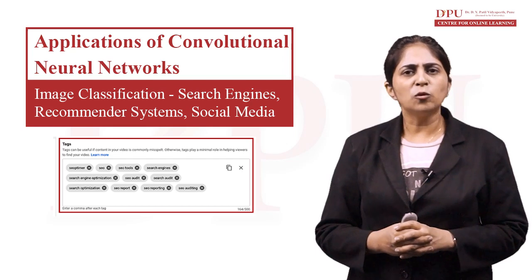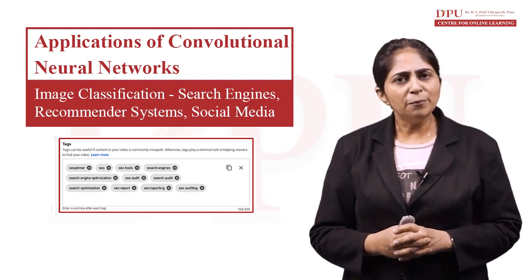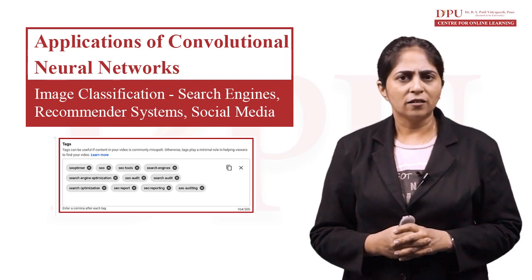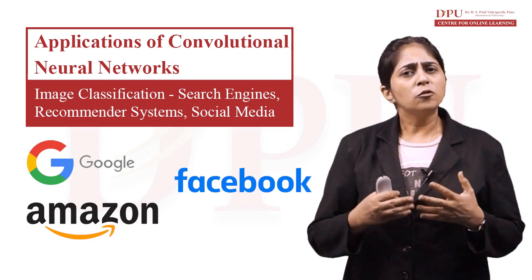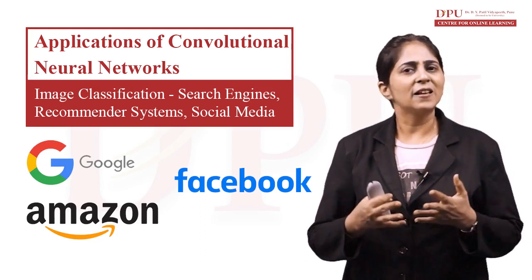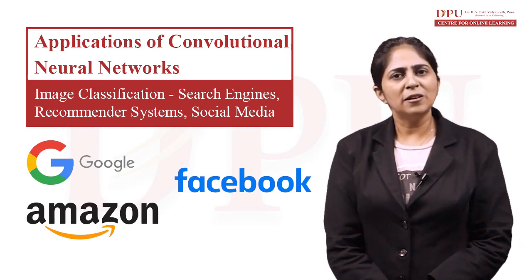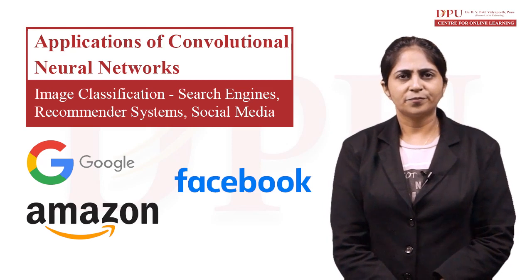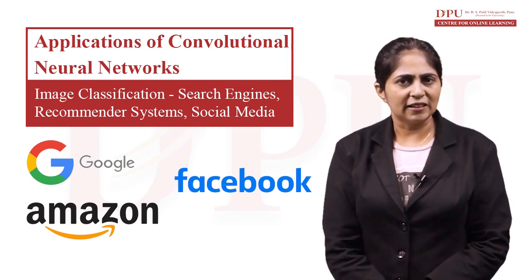So, if we describe our image with some words, it will make them easier to find. Today, our search engines like Google, our social media platforms like Facebook, our entertainment services like Amazon, they are all using this technique of image tagging algorithms. And how are they doing it? They are just doing it with the help of CNN.